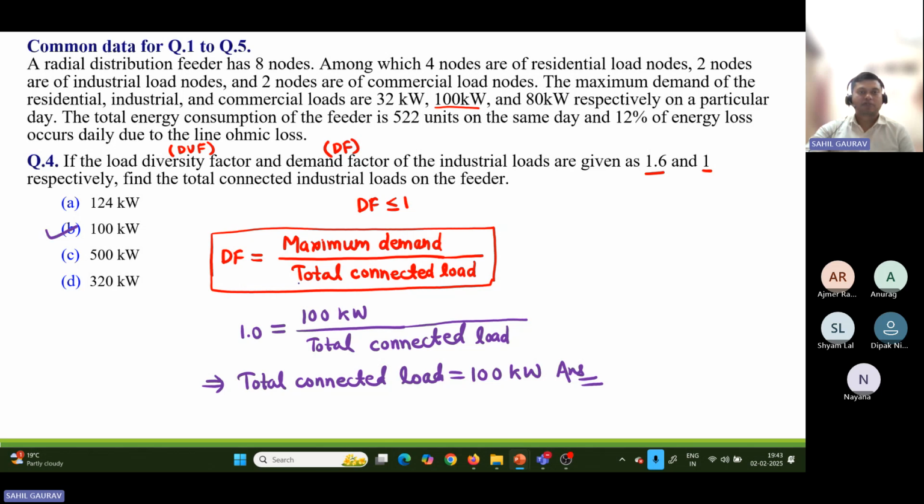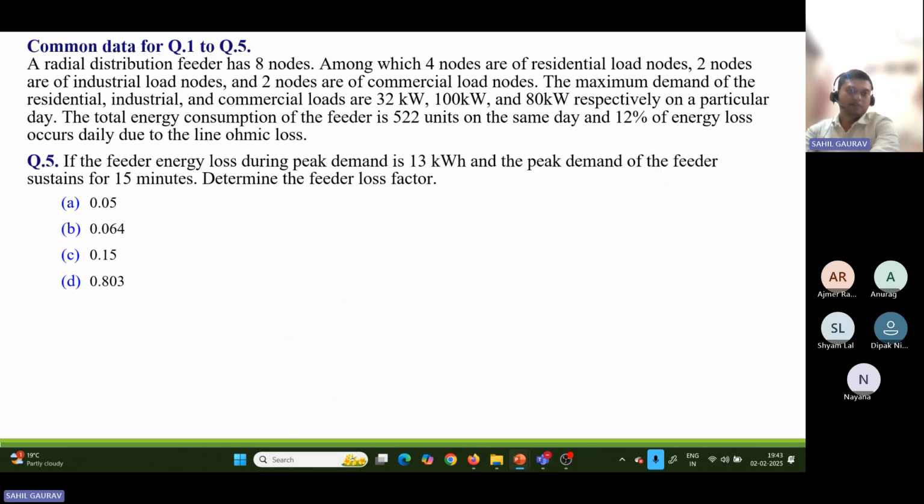Demand factor is the ratio of maximum demand upon total connected load. Therefore, B, maximum demand of this industrial load is given as 100 kilowatt. Therefore, total connected load will come as 100 kilowatt. Moving forward to the next problem.